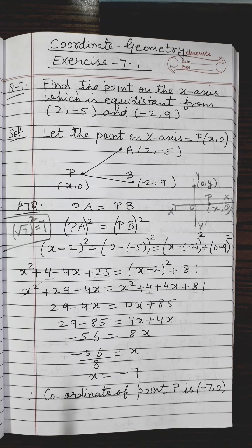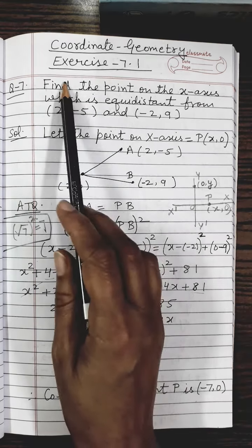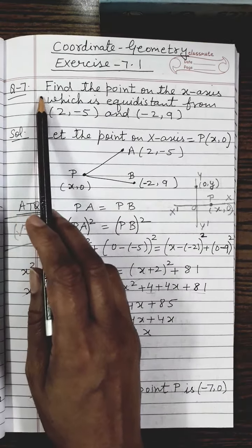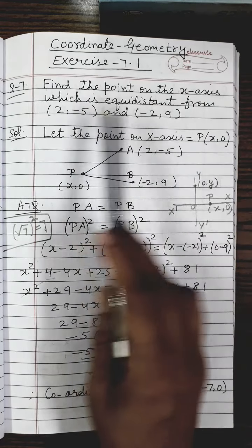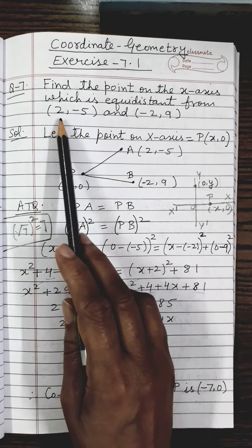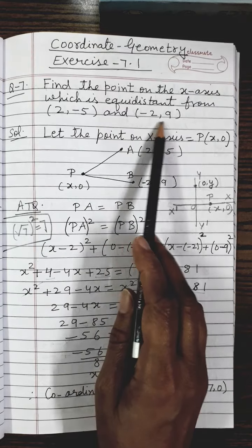Today I am going to take chapter Coordinate Geometry exercise 7.1 question number 7. Find the point on the x-axis which is equidistant from 2 comma minus 5 and minus 2 comma 9.